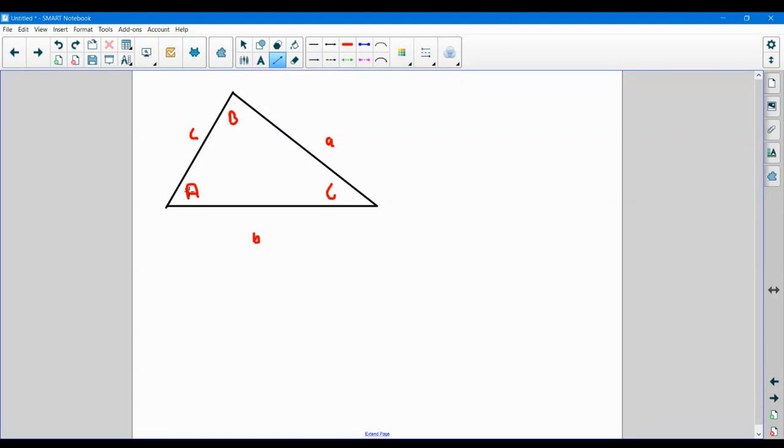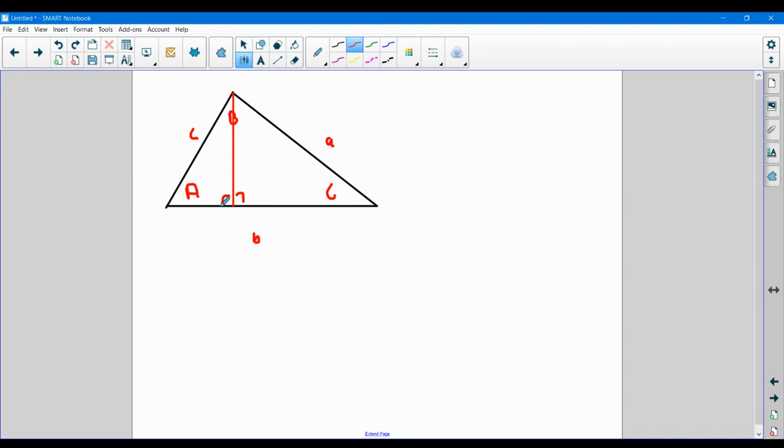This is a non-right angled triangle, and we're going to use right angled triangles to develop the cosine rule. So first of all, I've got this labeled non-right angled triangle, and I'm just going to drop a line like that so it meets at right angles here. So now I have two right angled triangles.